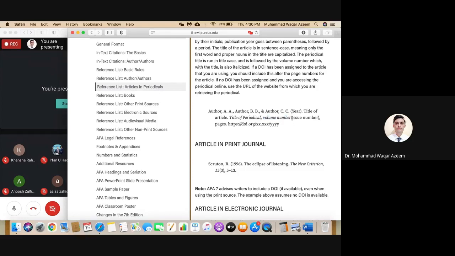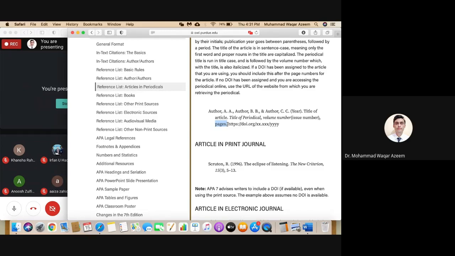And then within the parenthesis, you write the issue number. Again, issue number is a piece of information which is written inside the title page of each research journal. You need to write that in parenthesis, then you put a comma after that. After the comma, you write the pages. What are the pages? Pages are the page range.